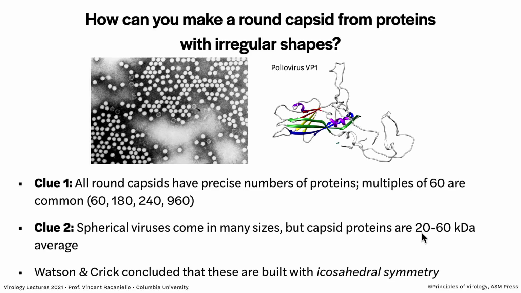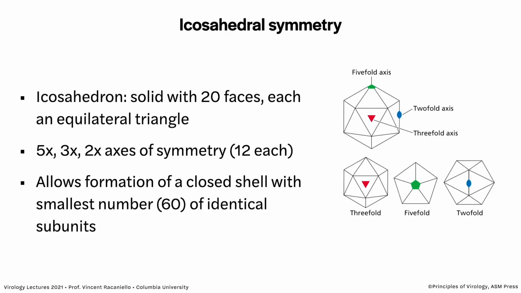And so Watson and Crick thought about this a lot, and they decided these spherical viruses are built with icosahedral symmetry. An icosahedron, of course, is one of the platonic solids. There are a couple of others, right? But this one is the only one whose symmetry is used to build virus particles. Now, an icosahedron is a solid with 20 faces. Here's a face outlined by this equilateral triangle. It's got 20 of those, and repeating that face gives you what we call axes of symmetry.